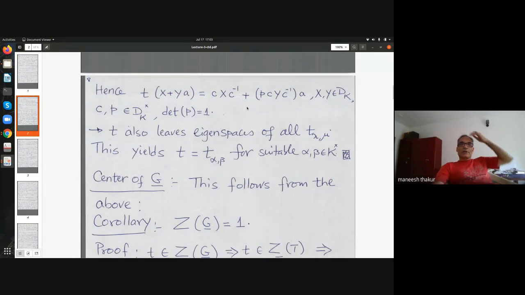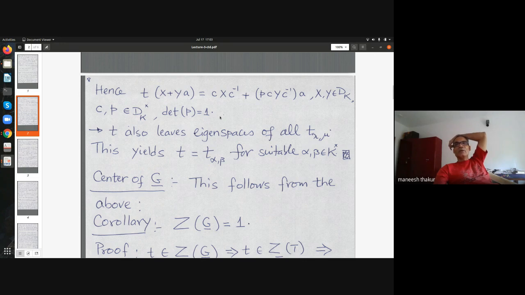Okay, good. Now, it commutes with all elements of the torus. So it commutes with all these T lambda mu's. Remember, T lambda mu in the first summand acts as conjugation by the diagonal matrix T lambda. So it tells me that C, the inner conjugation by C, commutes with all those T lambdas.